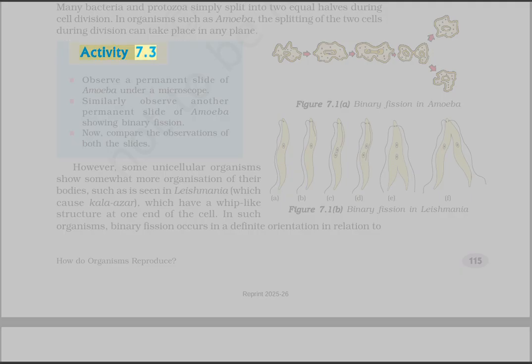Activity 7.3. Observe a permanent slide of amoeba under a microscope. Similarly, observe another permanent slide of amoeba showing binary fission. Now, compare the observations of both the slides. Figure 7.1, A, binary fission in amoeba.